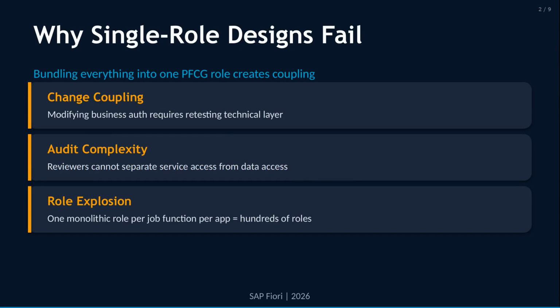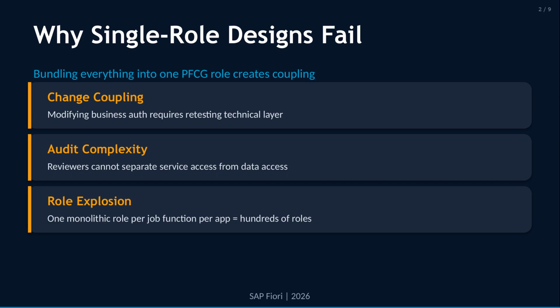The temptation is to create one PFCG role per job function that handles everything: ICF node activation, OData service authorization, business object permissions, and Launchpad tile visibility. This works in a proof of concept. Here is why. When you bundle everything into one role, a change to business authorization, say restricting a user to company code 1000, requires retesting the technical layer too.